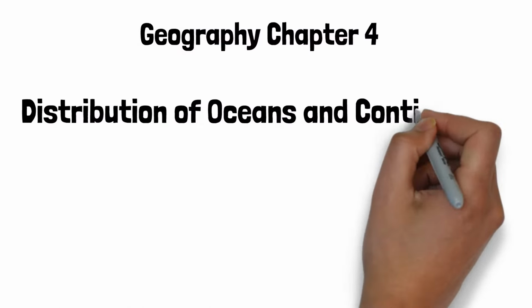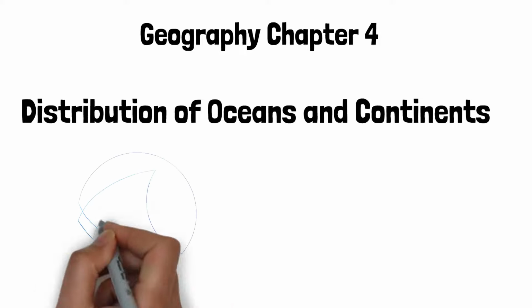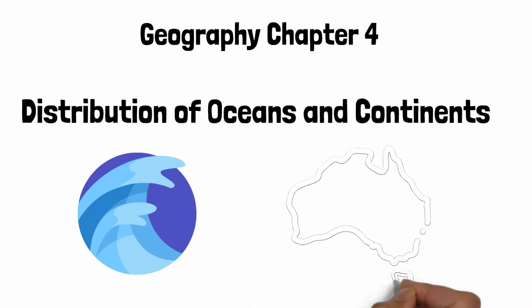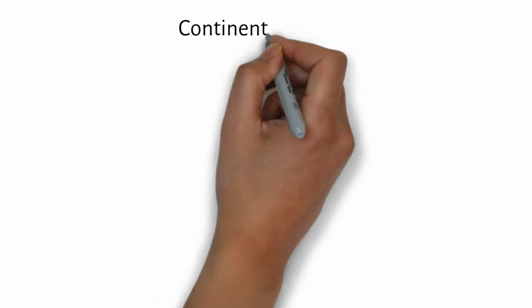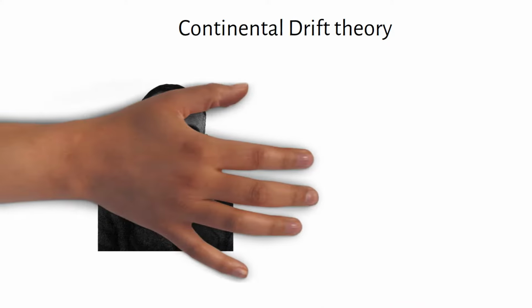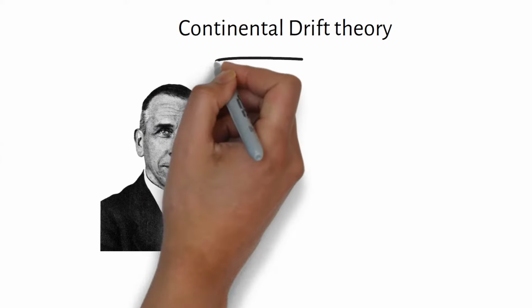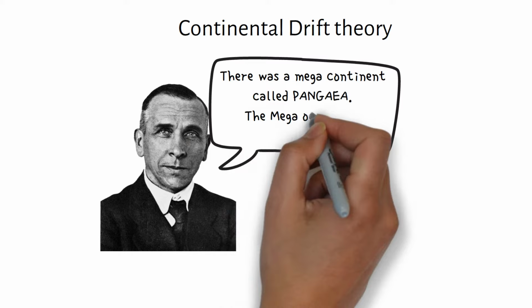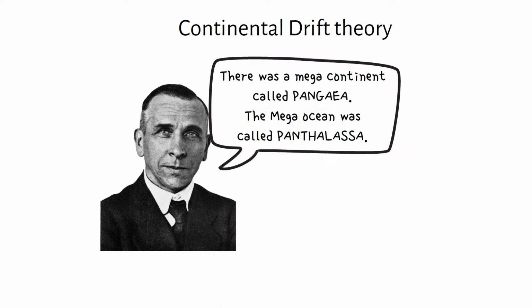In today's video, I'll be summarizing the fourth chapter of the grade 11 NCERT text, Distribution of Oceans and Continents. First, let's take a look at what continental drift theory is. Alfred Wegener put forth continental drift theory in 1912. He said there was a mega continent called Pangaea. The mega ocean was called Panthalassa.